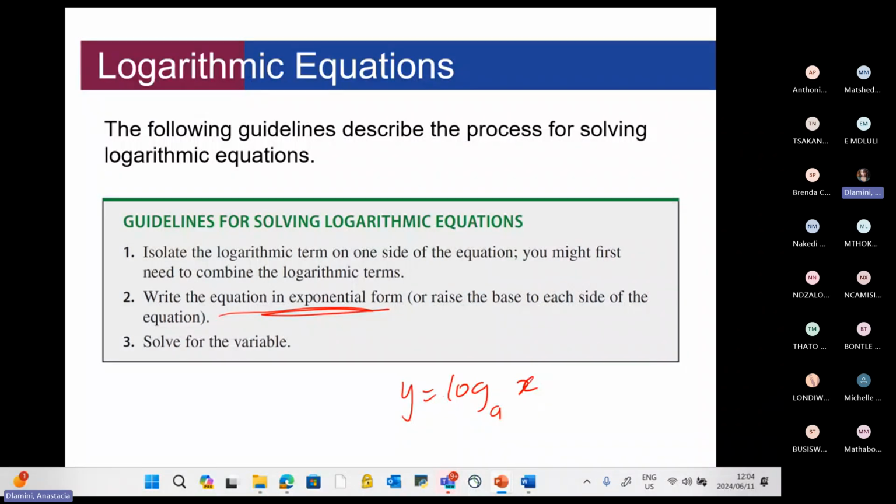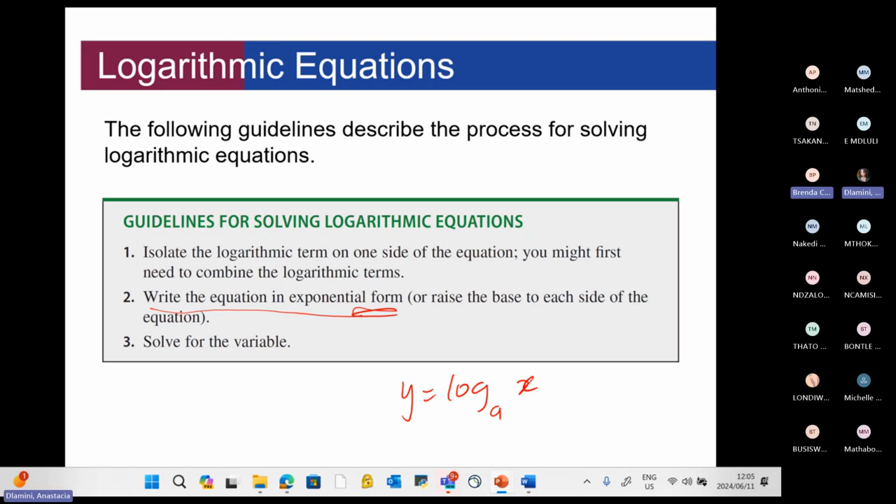Because number 2 says write in exponential form, meaning that you won't get full marks if you only understand number 1. But number 2, they say write the equation in exponential form. Let's fix that problem. How do we write this? Because it's logarithmic and we want to write it in exponential form. How do you write it in exponential form?